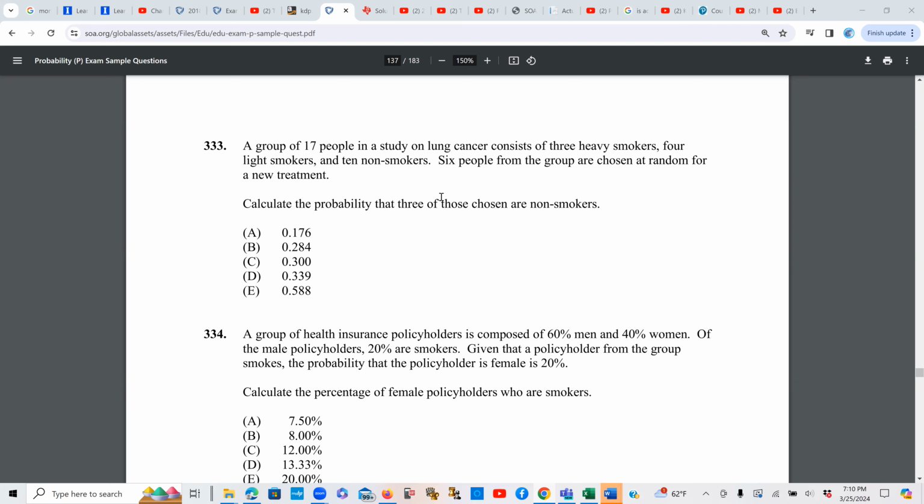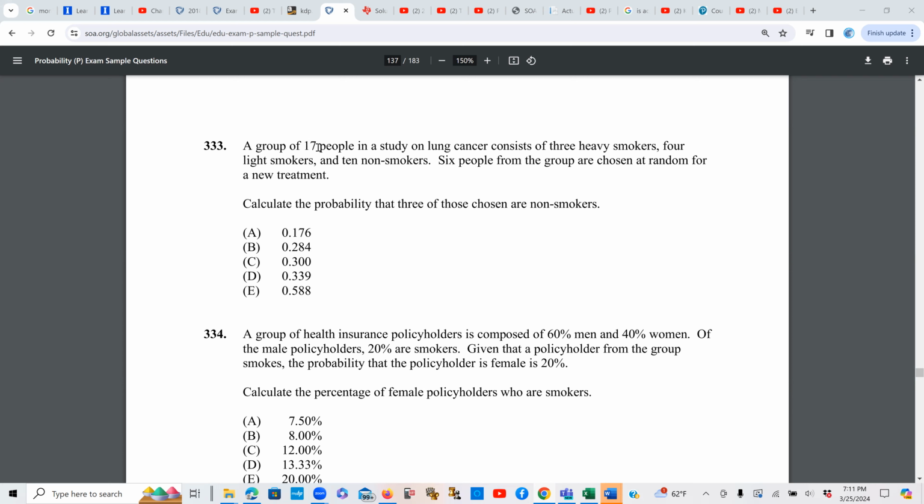So, since we only want the probability that 3 are non-smokers, although they give us 3 groups here, the heavy smokers, light smokers, and non-smokers, we can actually reduce it to 2 groups, since the probability we need only involves the non-smokers. So basically the 2 groups are the non-smokers and the non-non-smokers. And the non-non-smokers will consist of both types of smokers, whether they are heavy smokers or light smokers.